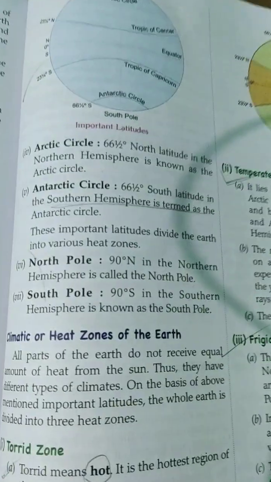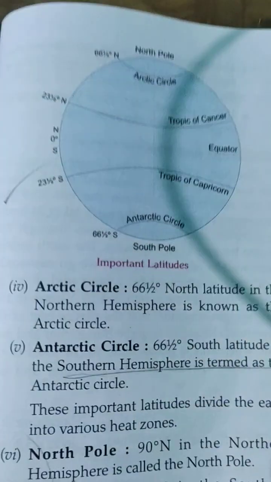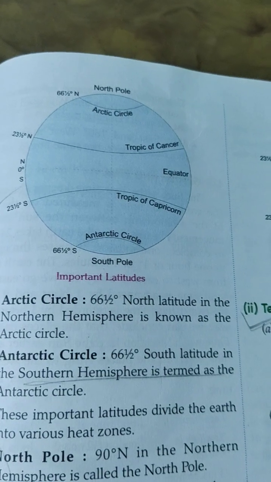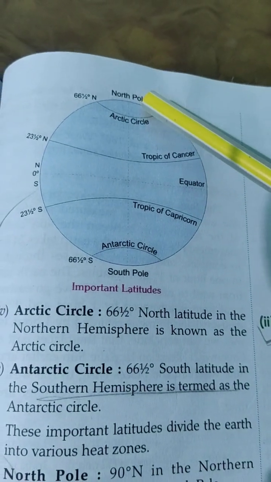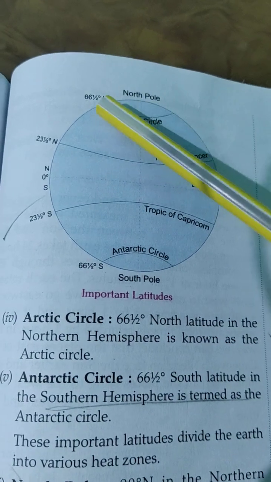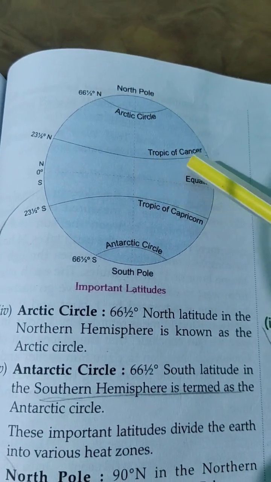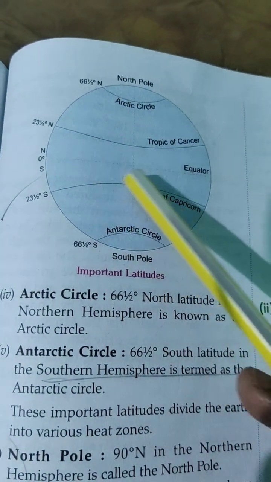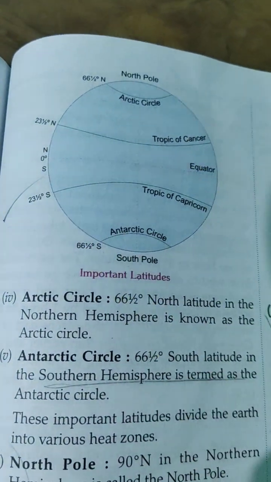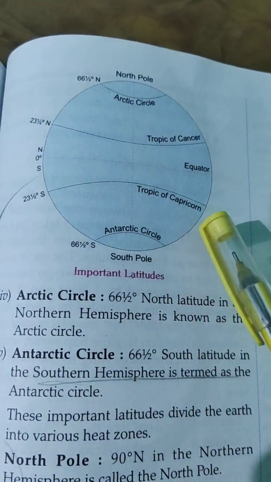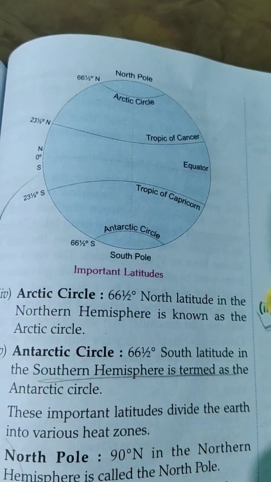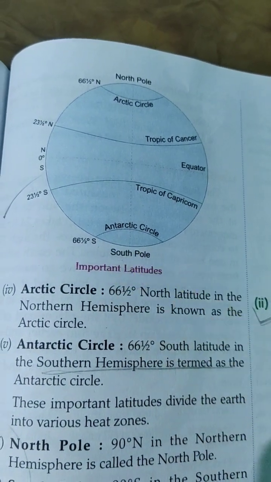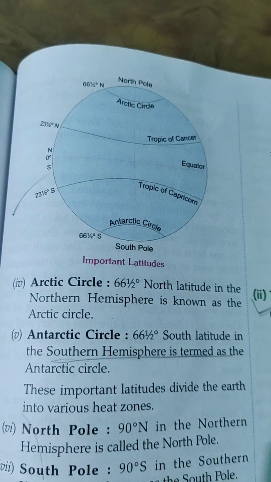Children, see page number 213. There is a diagram given, important latitudes. See carefully. North Pole, then Arctic Circle 66½ degree north, then Tropic of Cancer 23½ degree north. Then in between there is one line, that is equator 0 degree. Then Tropic of Capricorn 23½ degree south. Antarctic Circle 66½ degree south. This is South Pole. Children, draw this diagram in the copy.